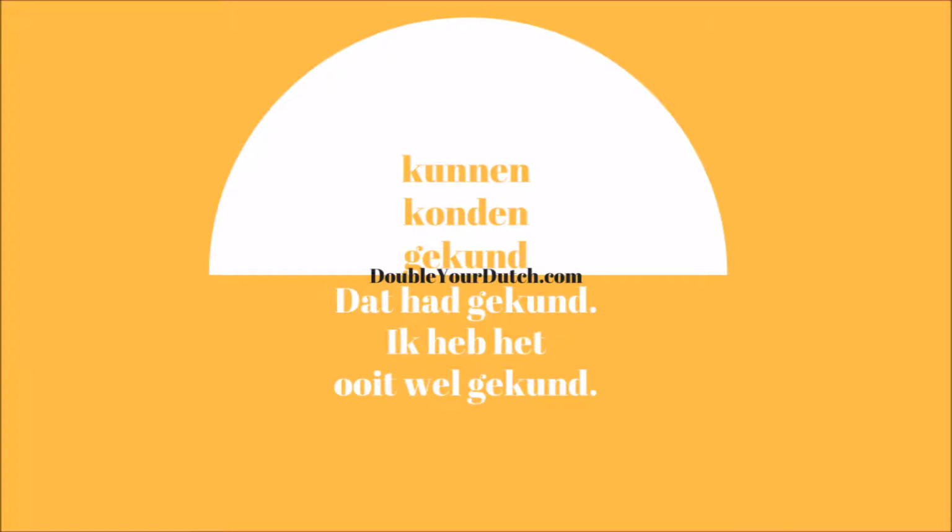Bring in the voltooid deelwoord. So kunnen. Konden is the past tense, and then the voltooid deelwoord would be gekund. Gekund. It's with a D. Why is it with a D? Well, if you go back to soft ketchup, is the letter N in soft ketchup? No, it is not. Okay, so then you use a D. So you might say, dat had gekund. That would have been possible. Ik heb het ooit wel gekund. Ooit is at some point or ever. So I have been able to do it at some point. Wel is to confirm that you are able to do it rather than not. Ooit is at some point ever in time.